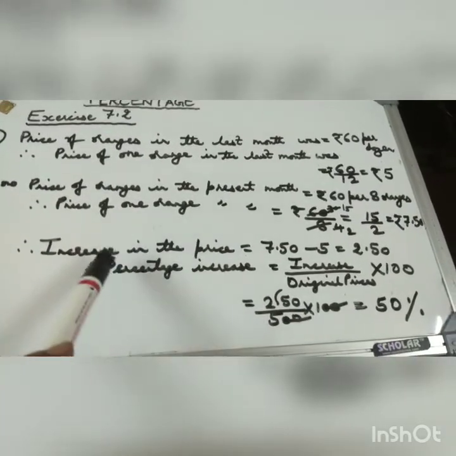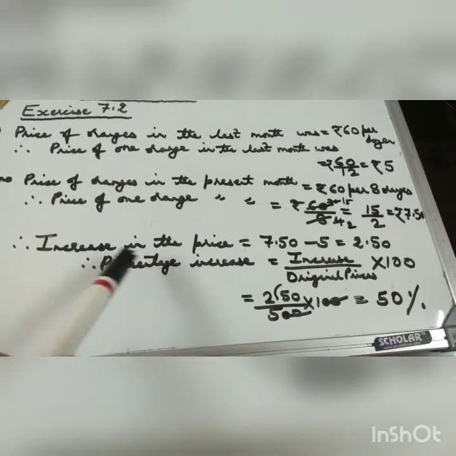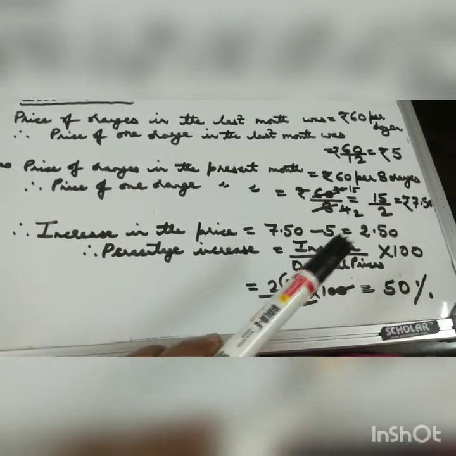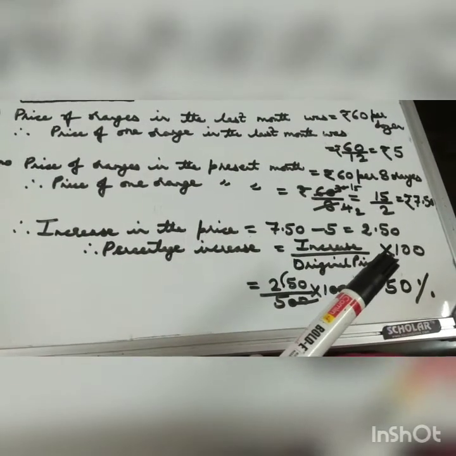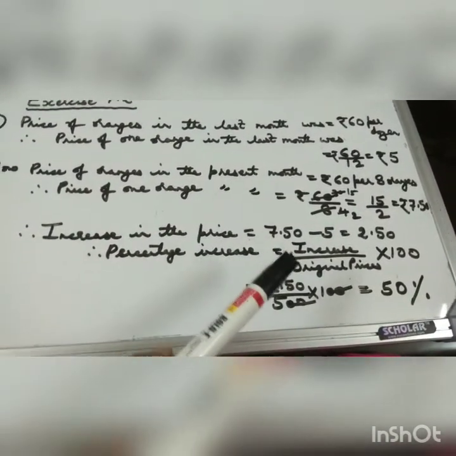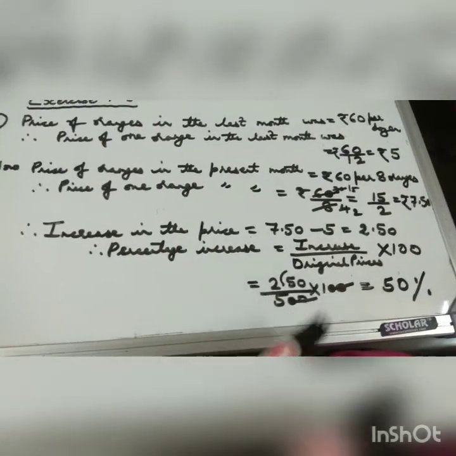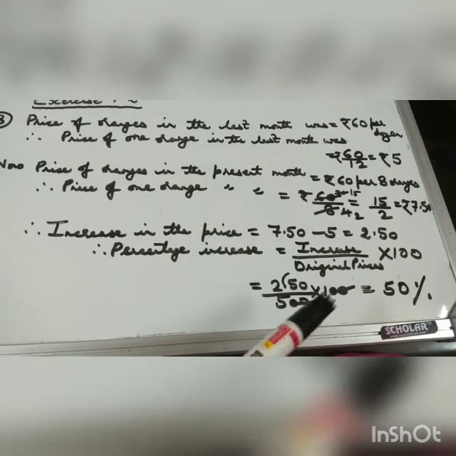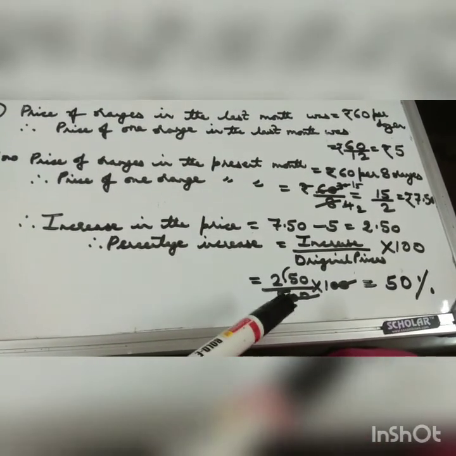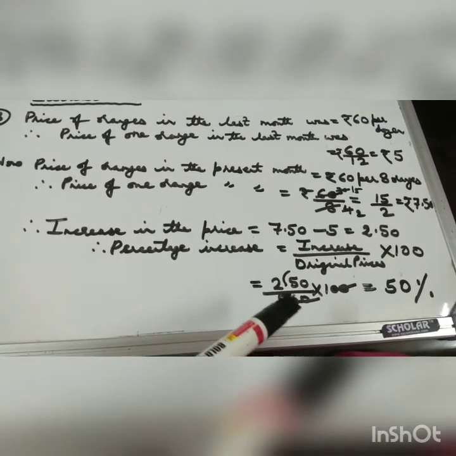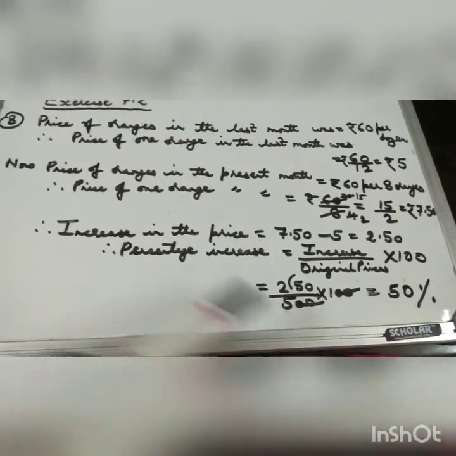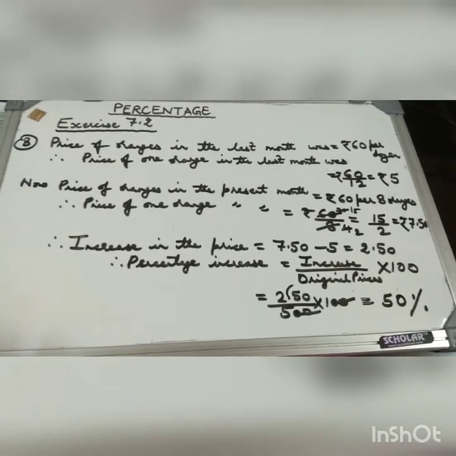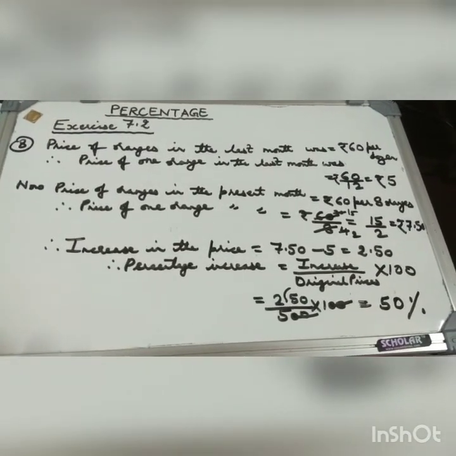and then proceed. So in this case, the increase in the price becomes 7.50 minus 5, that is equal to 2.50. Now percentage increase upon the original price, that is 2.50 upon 5 into 100. If you cancel 0 you are left with 250 upon 5, divide it, you are getting directly 50%. Hence the answer becomes 50%. I hope the sum is very clear to you.